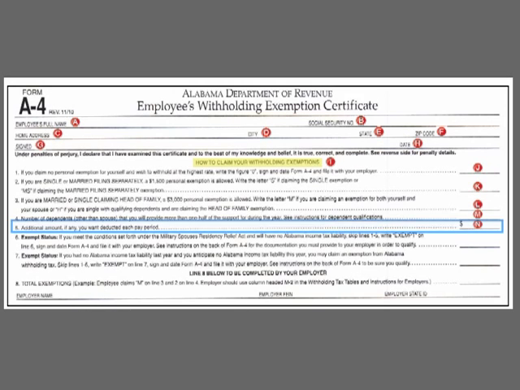Line 5, or N. On line 5, if you wish to have an additional dollar amount deducted from your paycheck in addition to the amount already deducted by your elections, you will enter the dollar amount you wish deducted. Please note, this is an optional deduction and you do not have to complete line 5.